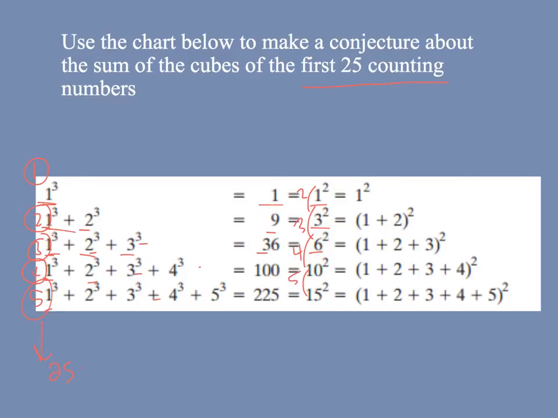So if we need to get down to the 25th row, look over here, what would you write in? Well, this is 1 cubed plus 2 cubed plus 3 cubed plus 4 cubed plus 5 cubed is the same thing as 1 plus 2 plus 3 plus 4 plus 5 all squared. So you could put in 1 plus 2 plus 3 plus 4 plus 5 plus 6 plus 7 plus 8 plus 9 all the way to 25 squared.